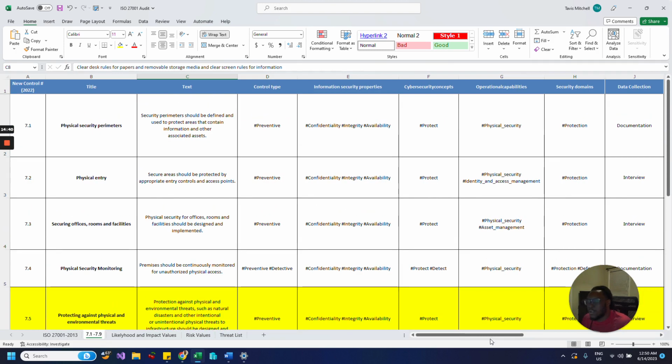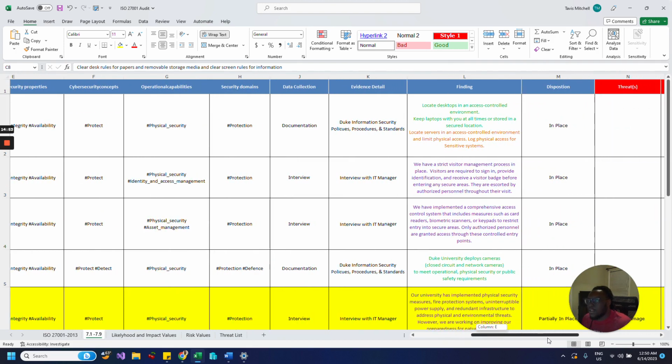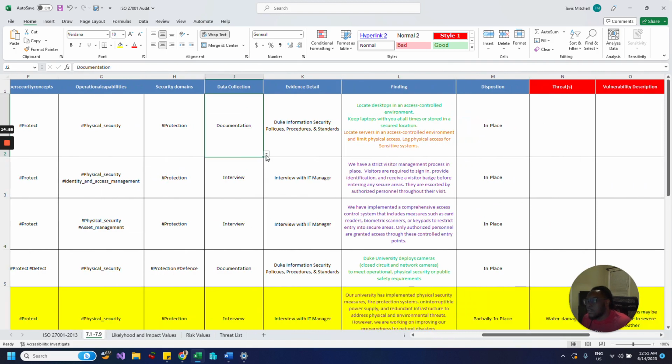They're not very wordy. So you got the text, the control type, information security properties, cybersecurity concept, operational capabilities, the security domain, how the data was collected. Remember, when you have this, was it a documentation, testing, or was it an interview? All right, evidence detail. How do we get our evidence? Who gave us the detail to the evidence? It's the same type deal, guys. Compliance audit and risk assessment.